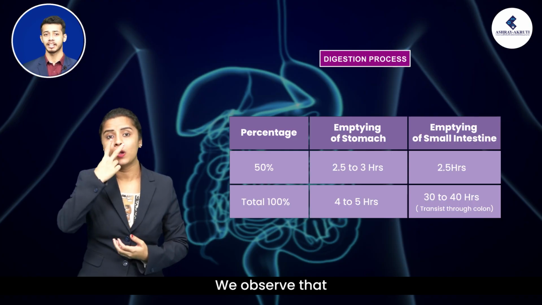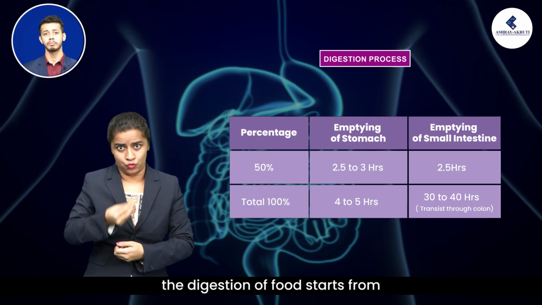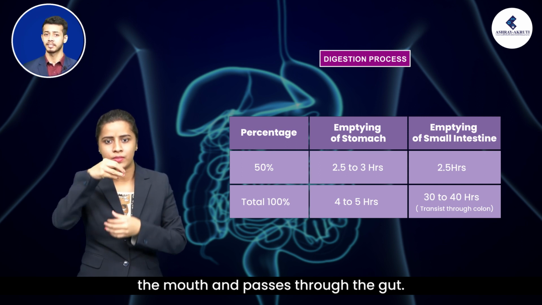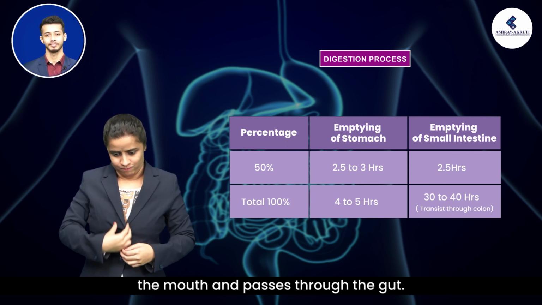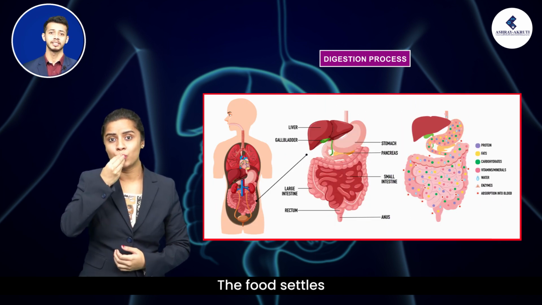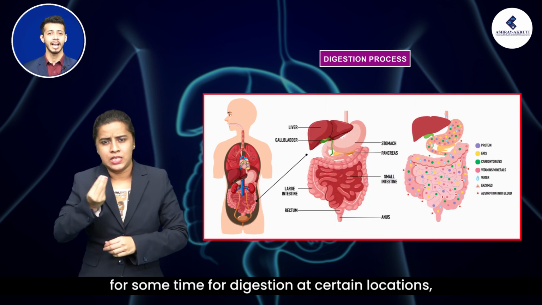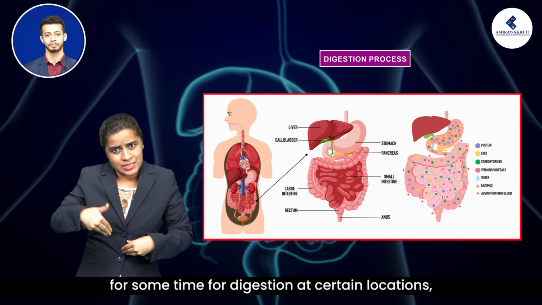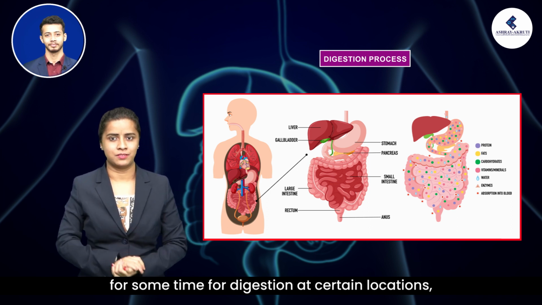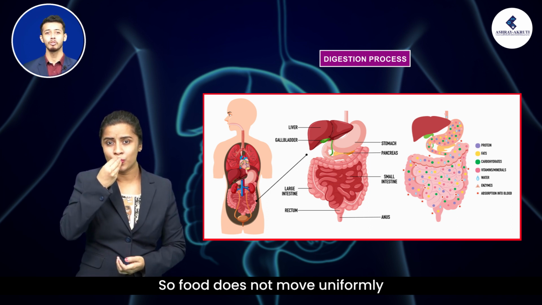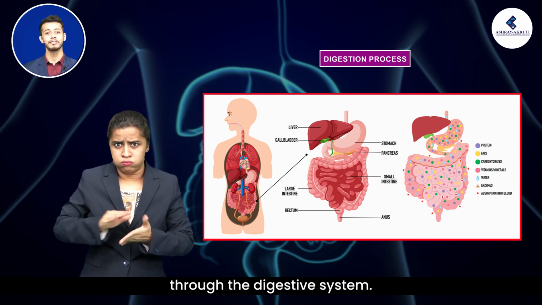We observe that the digestion of food starts from the mouth and passes through the gut. The food settles for some time for digestion at certain locations. So, food does not move uniformly through the digestive system.